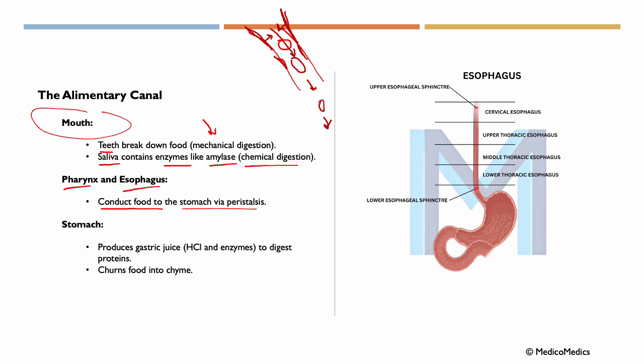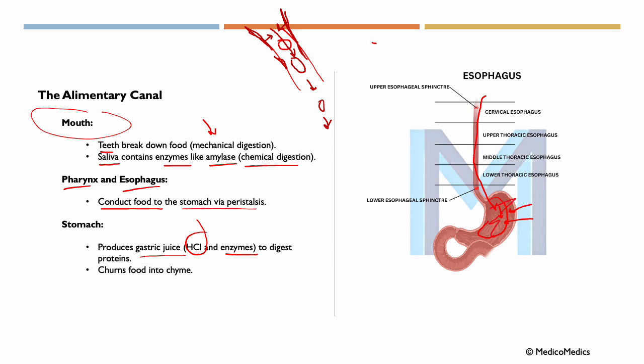Now then, once the food has traveled through the esophagus and has arrived in our stomach, as we mentioned before, the stomach produces gastric juice like hydrochloric acid and different enzymes to digest the intake. So we have, for example, the enzyme pepsin, which is assisting in the breakdown of proteins. We have gastric lipase involved in the breakdown of fats. And in the stomach, food is churned into chyme.